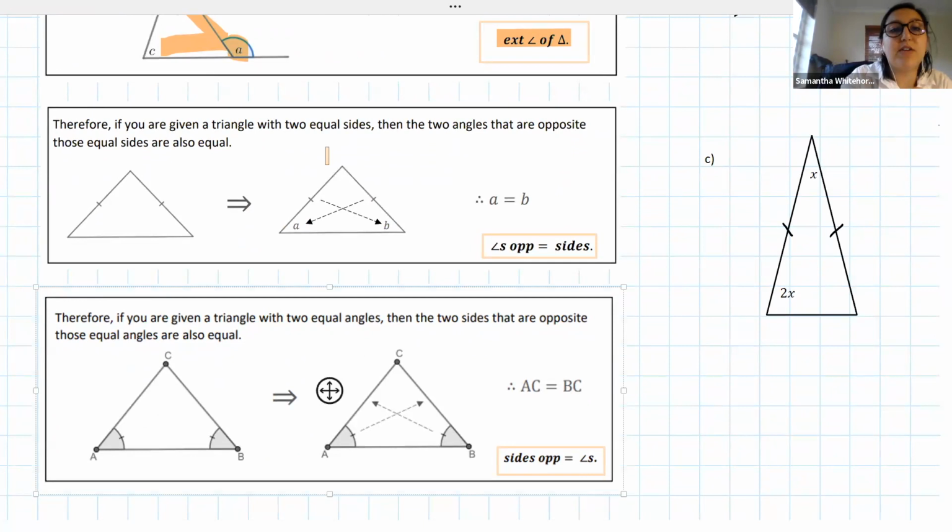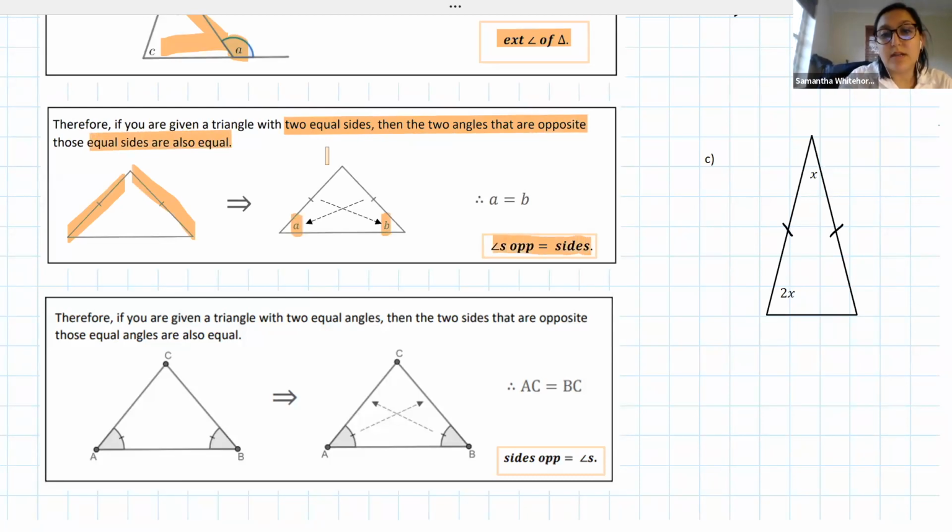So the first one is that if we have a triangle with 2 equal sides, then the 2 angles that are opposite those equal sides are also equal. So essentially, if I give you 2 equal sides, then the angles opposite them are equal, and that's angles opposite equal sides. The converse, or the opposite, is also true. If I give you a triangle with 2 equal angles, then the 2 sides opposite those equal angles are then equal. So now it's if I give you that the angles are equal, you can then say that the sides are equal. And this is sides opposite equal angles.